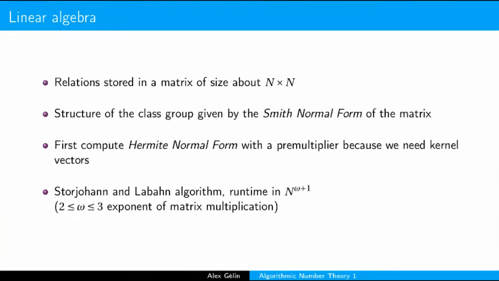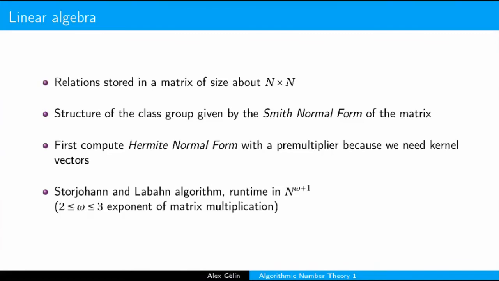But for us, it's a bit more complicated because we don't want to solve a system. We want the structure of the class group, and this is given by the Smith normal form of the matrix. So we have to compute this Smith normal form. We have an algorithm in n^(ω+1), where ω is your preferred exponent of matrix multiplication. And during the computation, we will compute the Hermite form with a premultiplier, because you will see it's going to be interesting for the following slide.